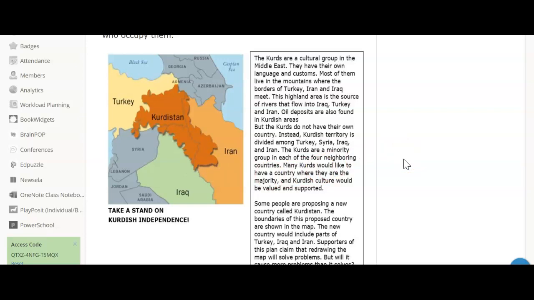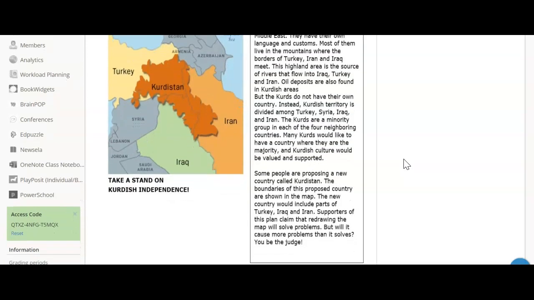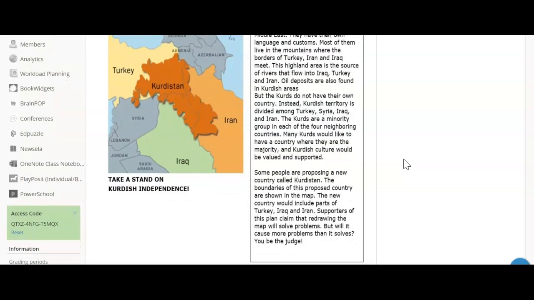Many Kurds would like to have a country where they are the majority, and Kurdish culture would be valued and supported. Some people are proposing a new country called Kurdistan. The boundaries of this proposed country are shown on the map. The new country would include parts of Turkey, Iran, and Iraq. Supporters of this plan claim that redrawing the map will solve problems. But will it cause more problems than it solves?